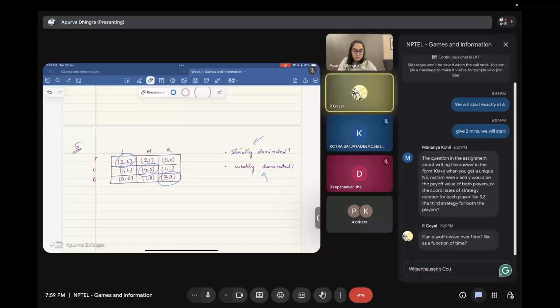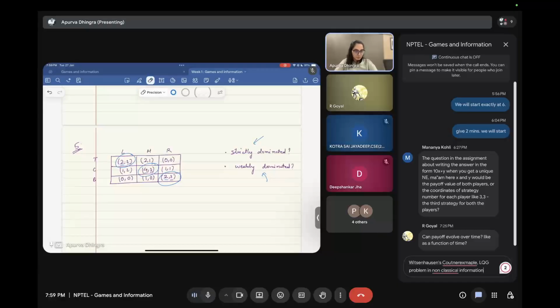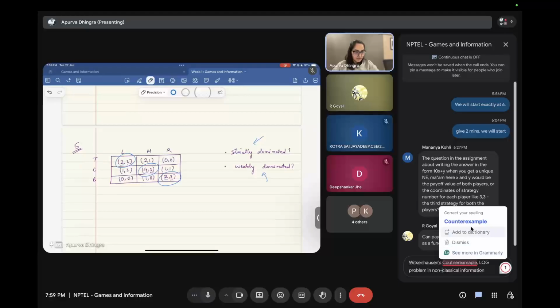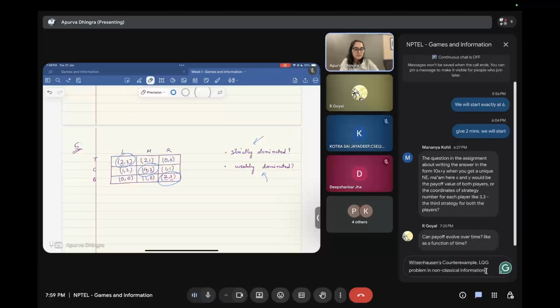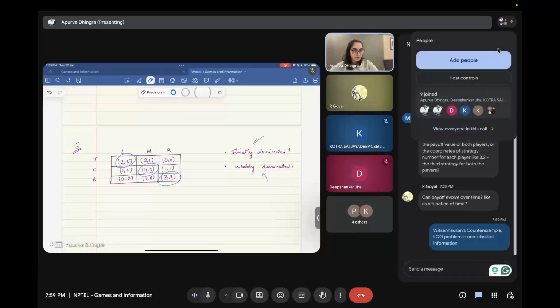Witsenhausen's counterexample. This is an LQG problem in non-classical information. So this is going in a very different direction. I don't expect you to understand, but if you are interested, this is one of those very classic problems, but very hard to solve. Very hard to solve in the sense people don't know what's the best strategy in a scenario like this, and it's a very simple scenario. So yeah, you can have a look at it if you want.